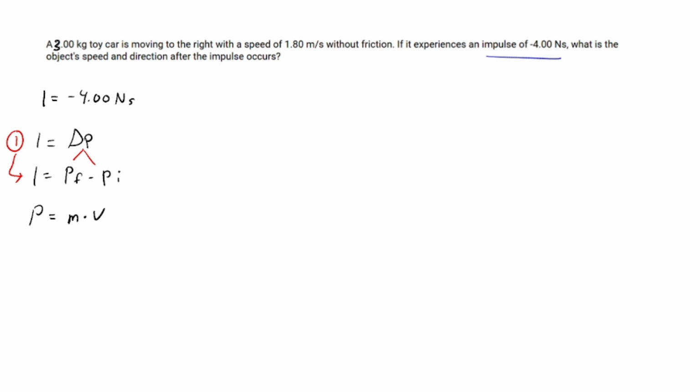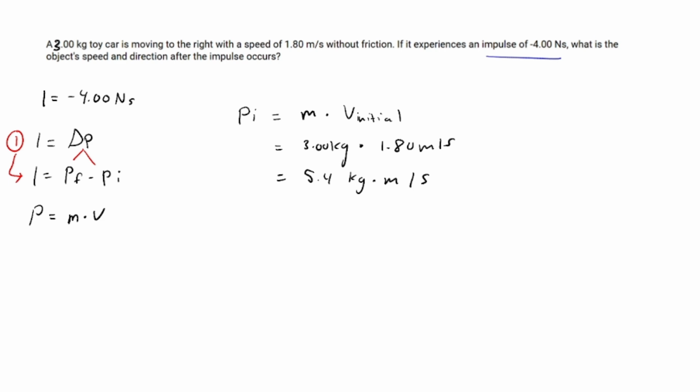Now let's get to actually solving this question over here. So we're going to start by finding our initial momentum, right? So to do that, we're going to be multiplying our mass multiplied by our initial velocity. And that's going to be 3 kilograms multiplied by 1.80 meters per second. And when you do this calculation, you should get an answer of 5.4 kilograms multiplied by meters over seconds. So that should be your initial momentum.